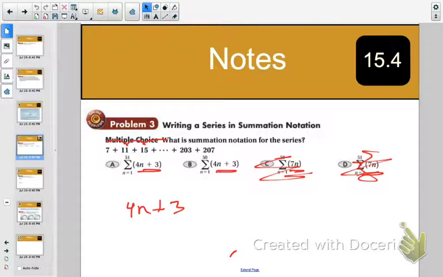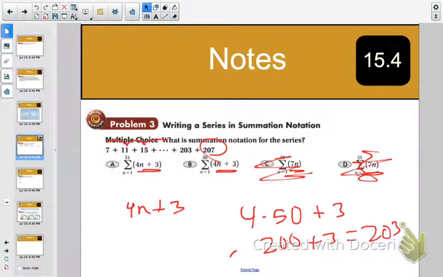So for A, we start at 1 and it goes to 51. For B, it starts at 1 and goes to 50. So probably the best thing to do here is just to plug in 50 and 51 and see which one ends up at 107. So if we do 4 times 50 plus 3, we get 200 plus 3, so 203. So that adds actually here. So we do have to go one more, so it's going to be this 51 here. That way it goes from 203 to 207.